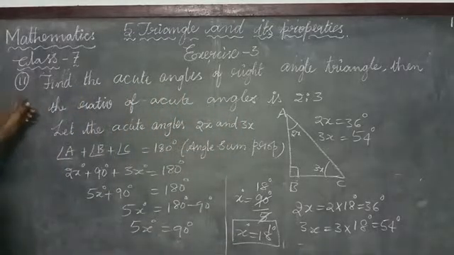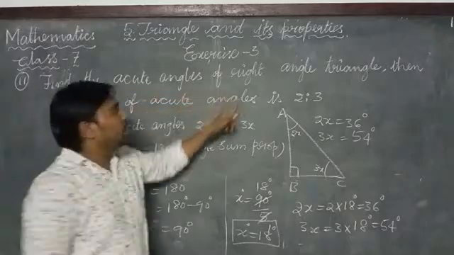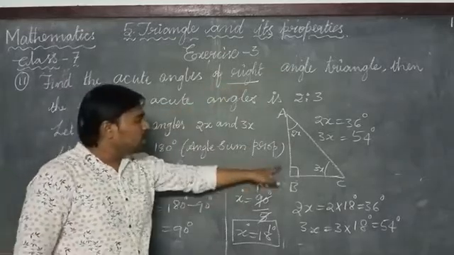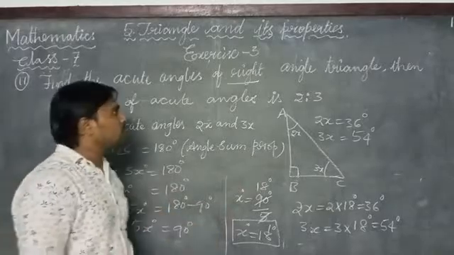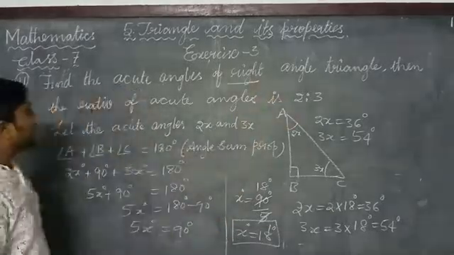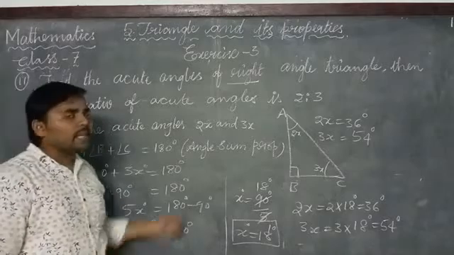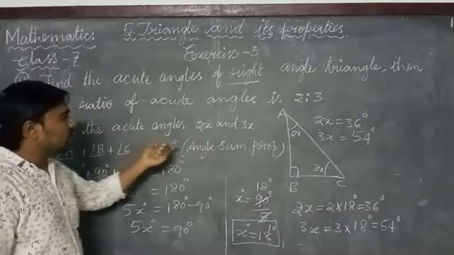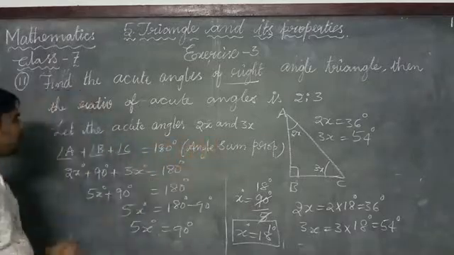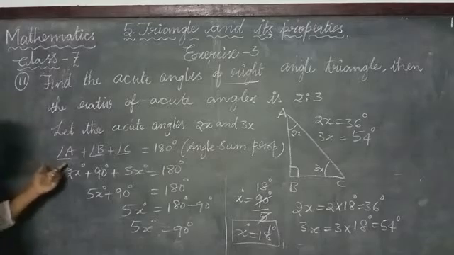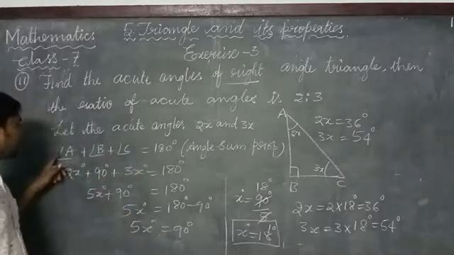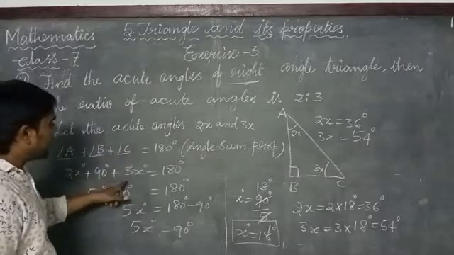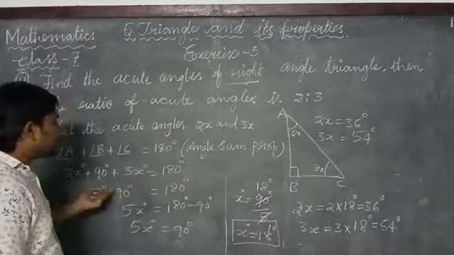Once again, find the acute angles of a right angle triangle. Here they have given a right angle triangle, so we have to draw one right angle in the triangle. The acute angles ratio is 2:3. Then we have to find the remaining angles of the triangle. Let the acute angles in triangle ABC be 2x and 3x. According to the angle sum property, angle A plus angle B plus angle C equals 180 degrees. Instead of A we write 2x degrees, instead of B we write 90 degrees, and instead of C we write 3x degrees. The sum of all these angles equals 180 degrees.